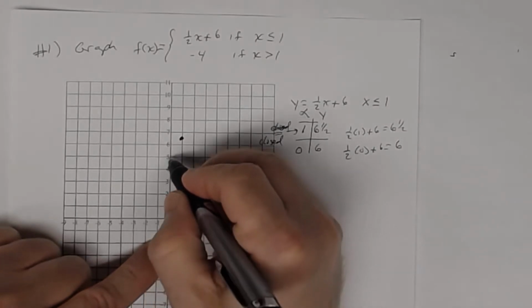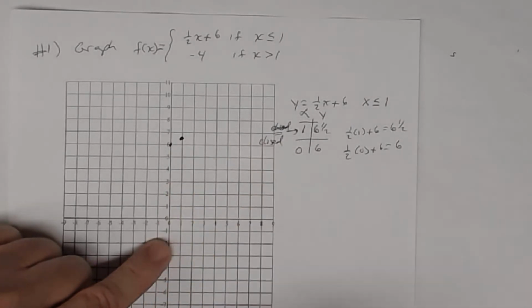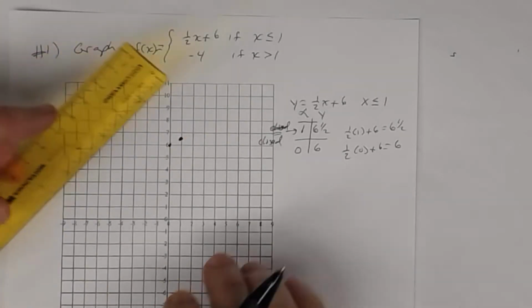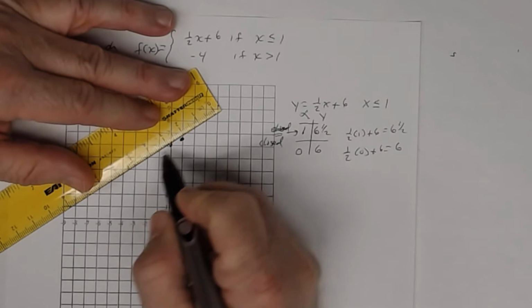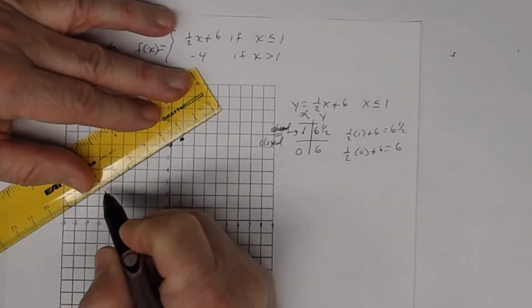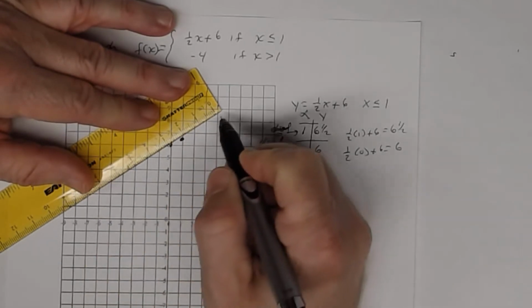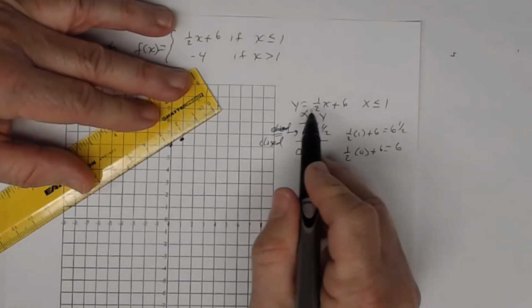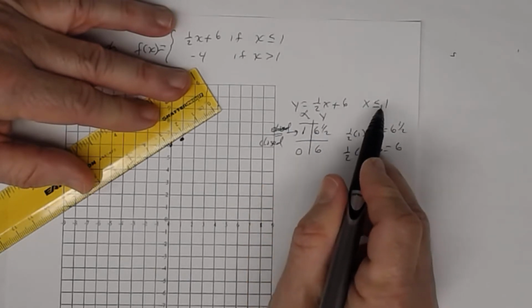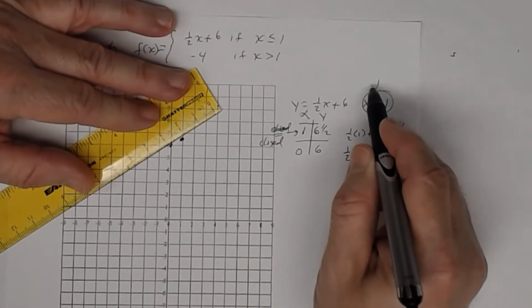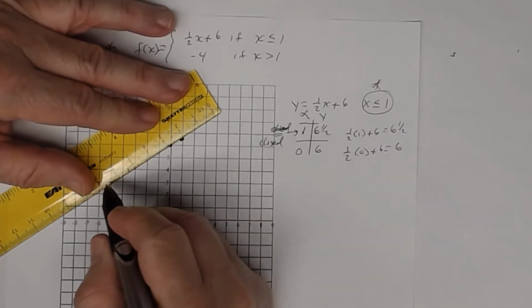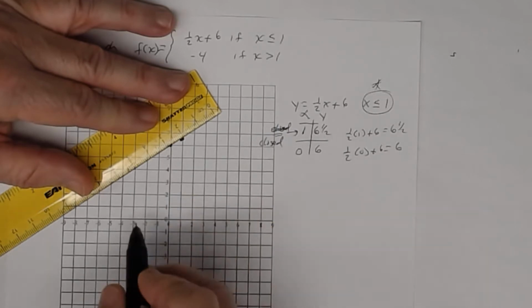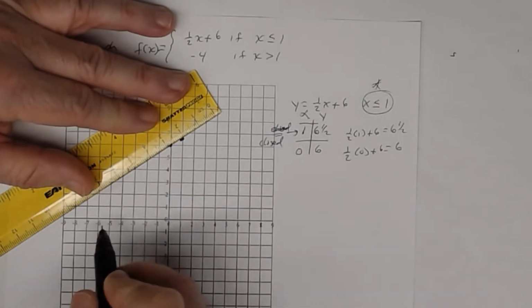Now (6, 0) is on the line as well. And then all you do is draw your ray. Now be careful, don't draw a line, okay? A lot of students, without thinking, want to draw a line because they see this and think line. But remember, there's a restriction. So your domain must be less than or equal to 1. So you must start here and then go this way. All right? So any real number less than or equal to 1.